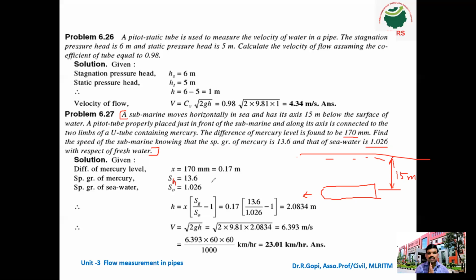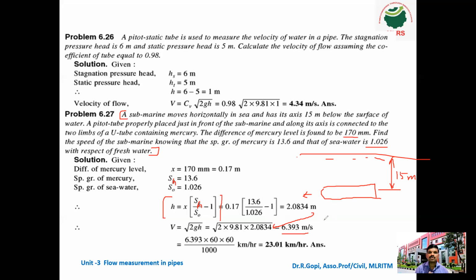Here the pressure head is not given; the difference in the mercury level is given in the problem. So we have to use this formula: h is equal to x into (S_H divided by S_0 minus 1). With x equal to 0.17, S_H 13.6 divided by 1.026 minus 1, we get 2.0834 meter. Then V is equal to root 2gh, so root of 2 into 9.81 into 2.0834. Substitute this h value in this equation, and it gives 6.393 meter per second.